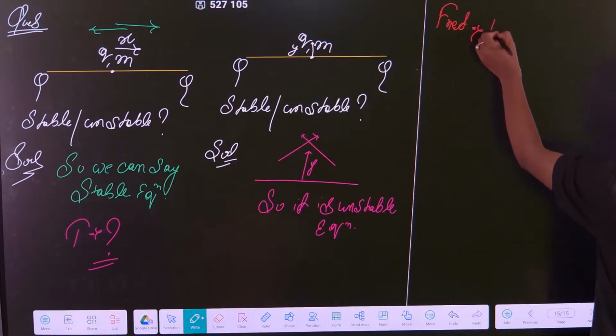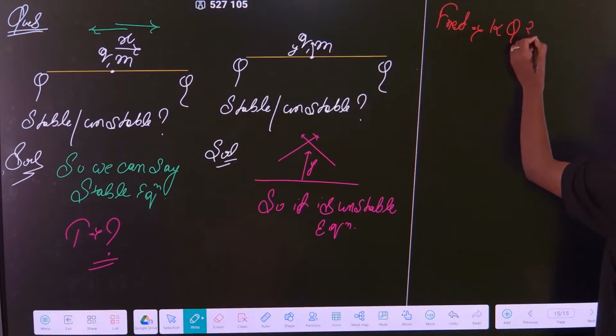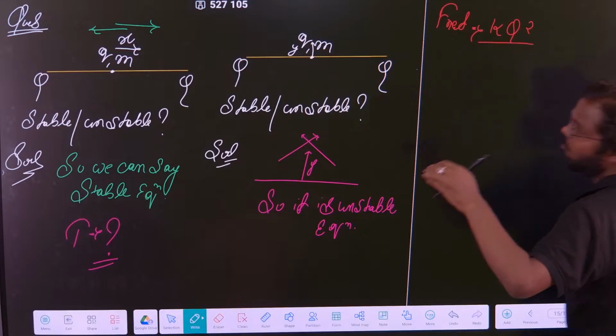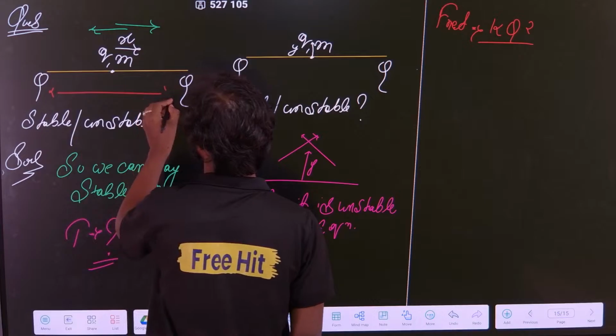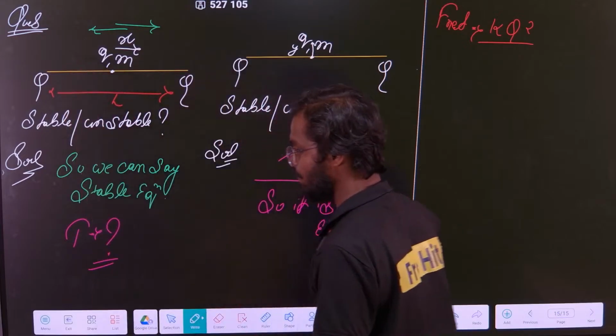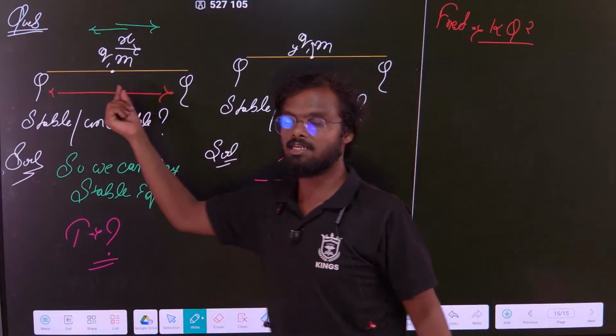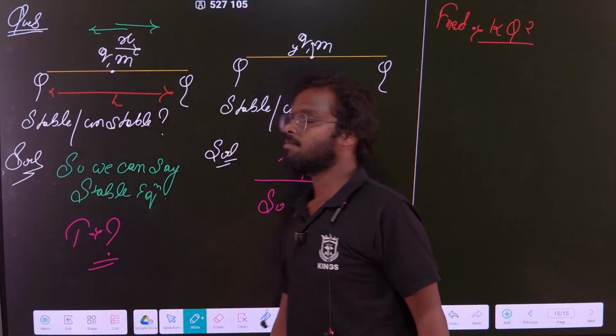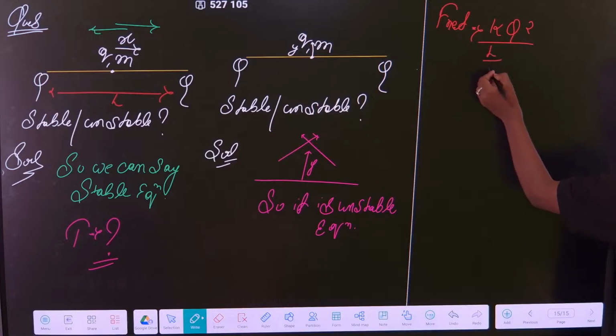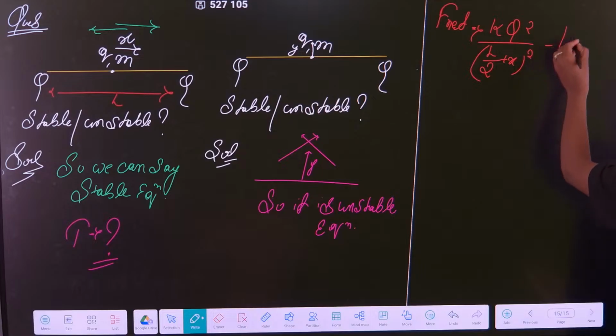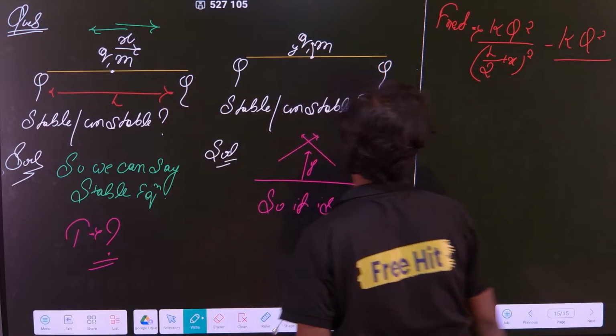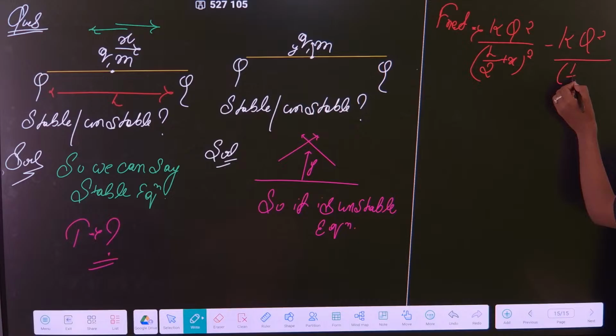k q square divided by, suppose this distance is given as L and this is the middle point. Obviously, because at the middle point only it will be in stable equilibrium. So this is L by 2 plus x whole square, minus k q square divided by, what is the distance from this charge? Sorry, this will be L by 2 minus x whole square, correct?